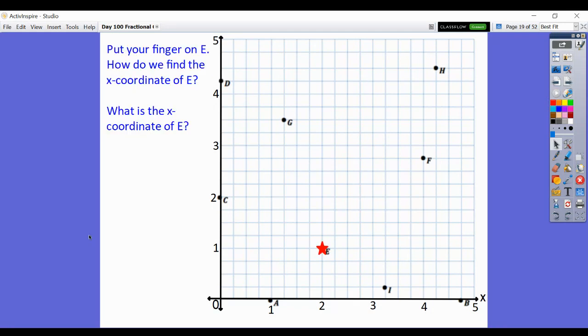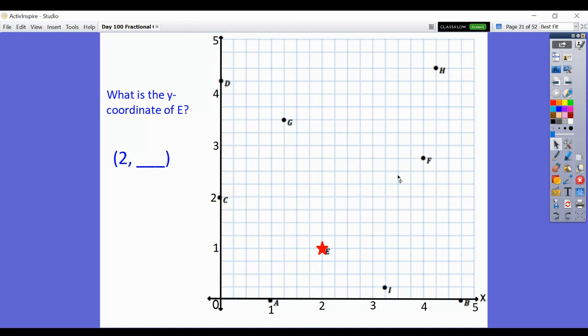Stay with me now. Put your finger on E. How do we find the X coordinate of E? You come down the X-axis, find a spot directly below point E, and that would be 2. That's the way you do it. You come down the line and you come up. Or if you're looking for the Y coordinate, you come up the Y-axis and go across to that point that you're looking for.